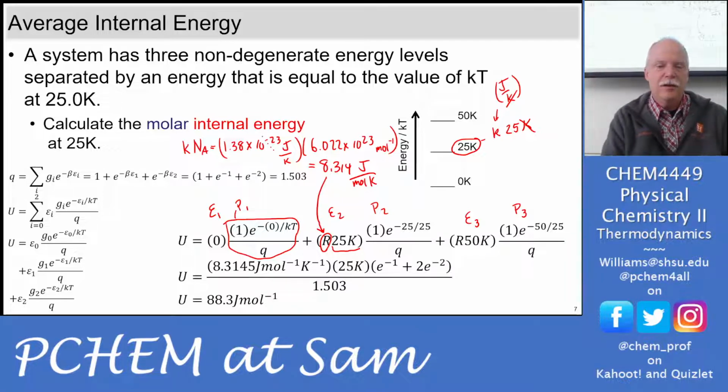So you go through here, and you have basically this R, and I did some algebra here. I don't know why. It's trying to confuse you, I guess. 50 is 2 times 25, and so I end up with this. I pull the 25 Kelvin out of both, and I have the gas constant here. So that's our simplification of our calculation, and we end up with our average energy of 88.3 joules per mole. Okay.